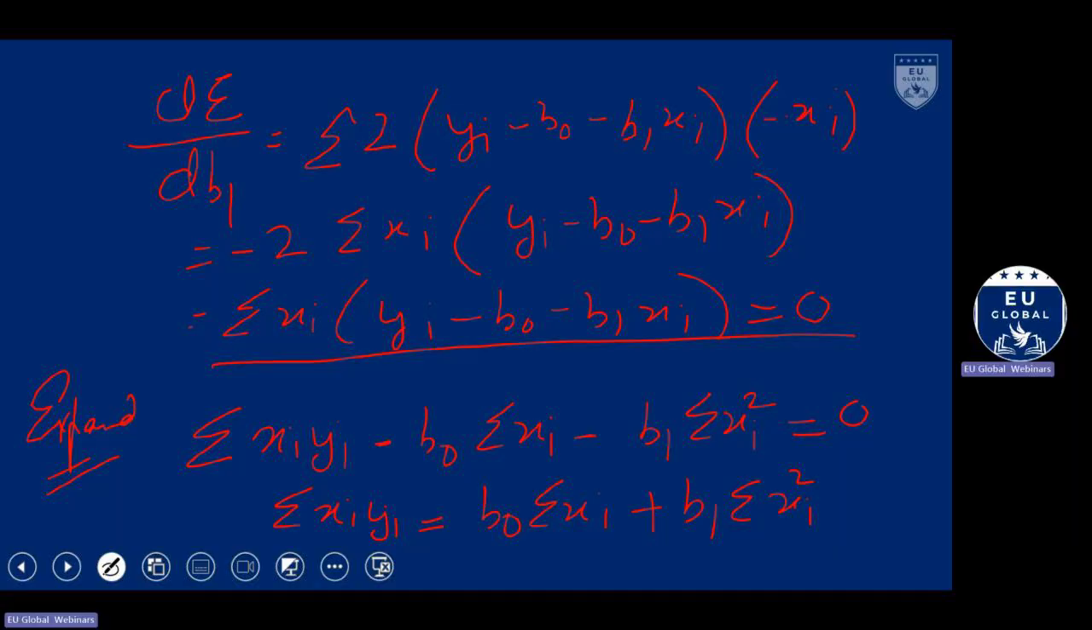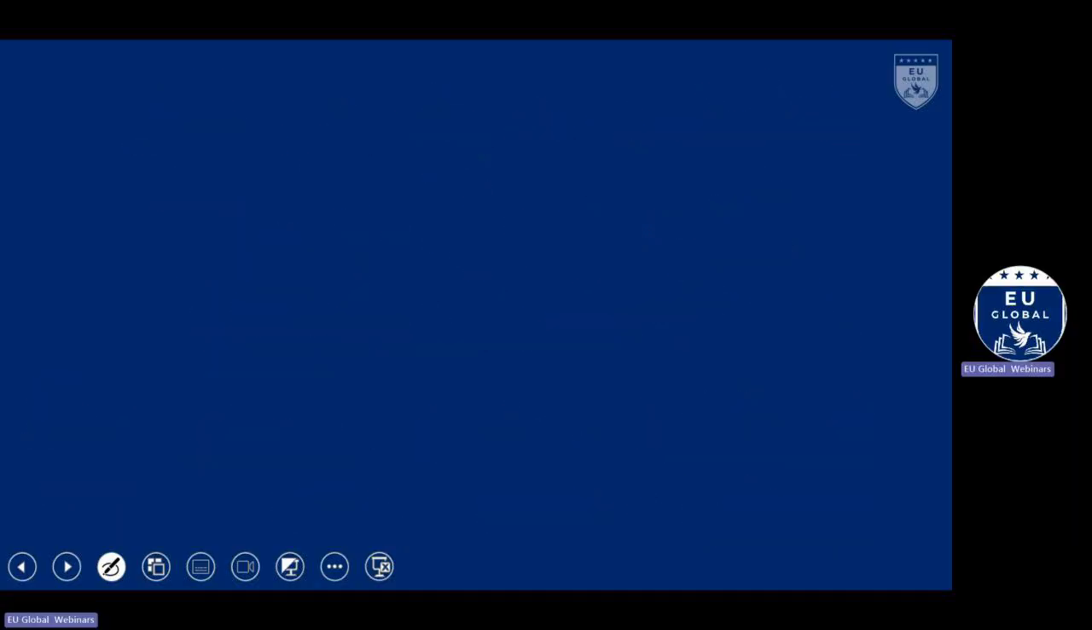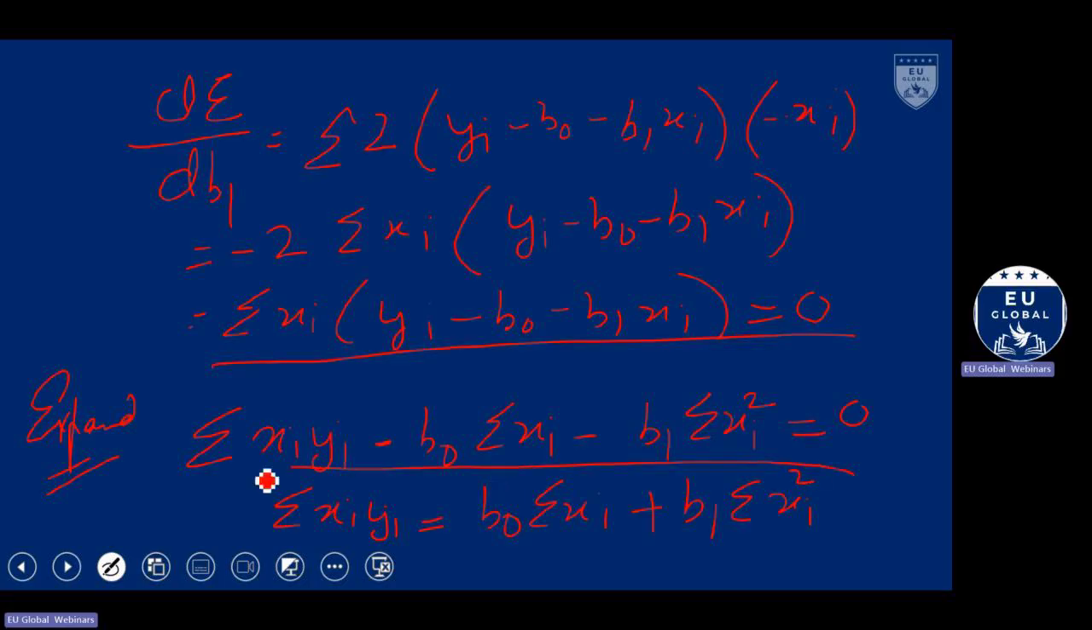So this is how we have to solve for the value. Now we have equation 1 and equation 2. This is your equation 2. Based on this, we will find the values of b naught and b1.